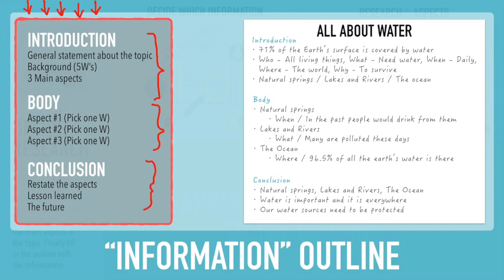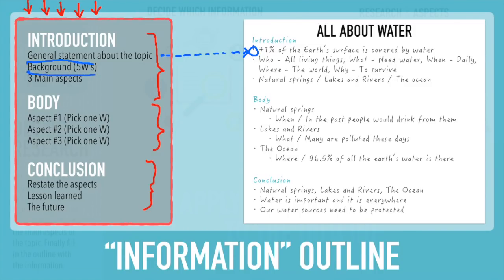Now, in the introduction section, you'll notice that the first thing is to give a general statement about the topic. So what I've done over here is I've given a fact. I said 71% of the Earth's surface is covered by water. Well, that's a general statement about water. Then the second thing is the background, the 5 W's.